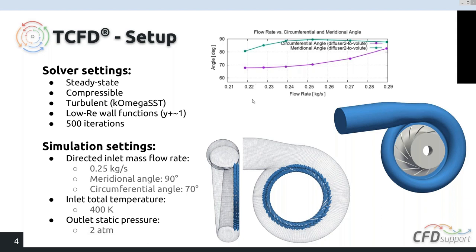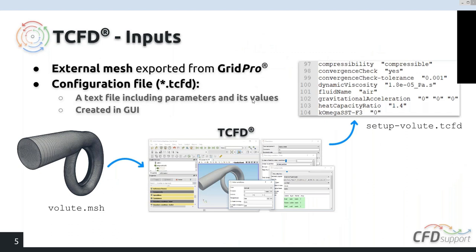So how to employ it into the whole process chain, into the CAESES? From GRIDPRO we get the external mesh, which is exported from GRIDPRO and generated in GRIDPRO. And then we need to create a template configuration file, which is then put into CAESES and is used for any other simulation. It is basically a text file including all parameters and their values for the TCFD setup, and it can be simply created in the graphical user interface. So to prepare the templated setup, we take the volute from GRIDPRO, preset the TCFD simulation, save the configuration file, and then we put it into CAESES and it can be run in the optimization loop to simulate the whole workflow.